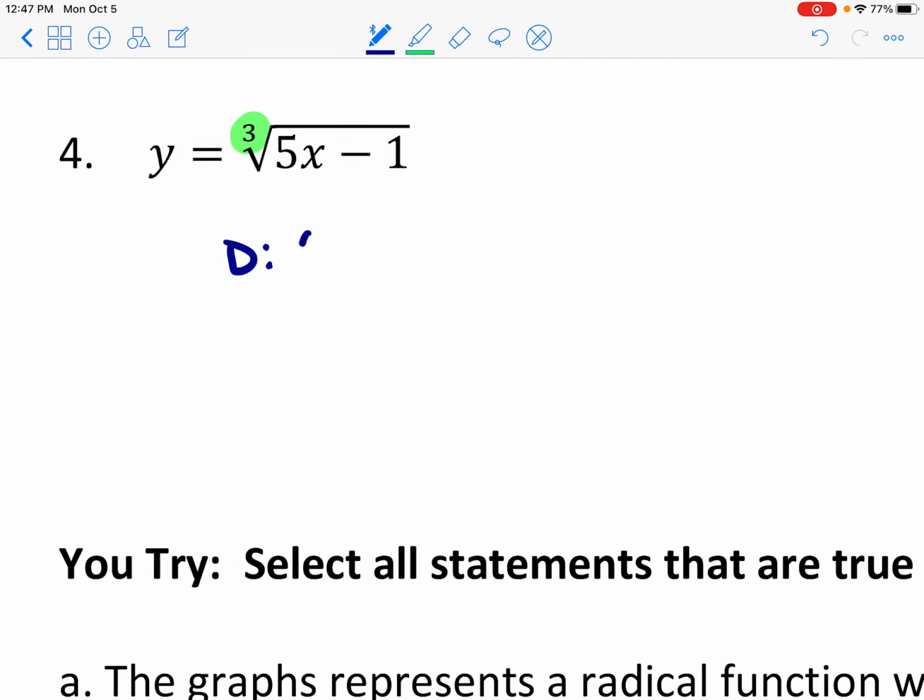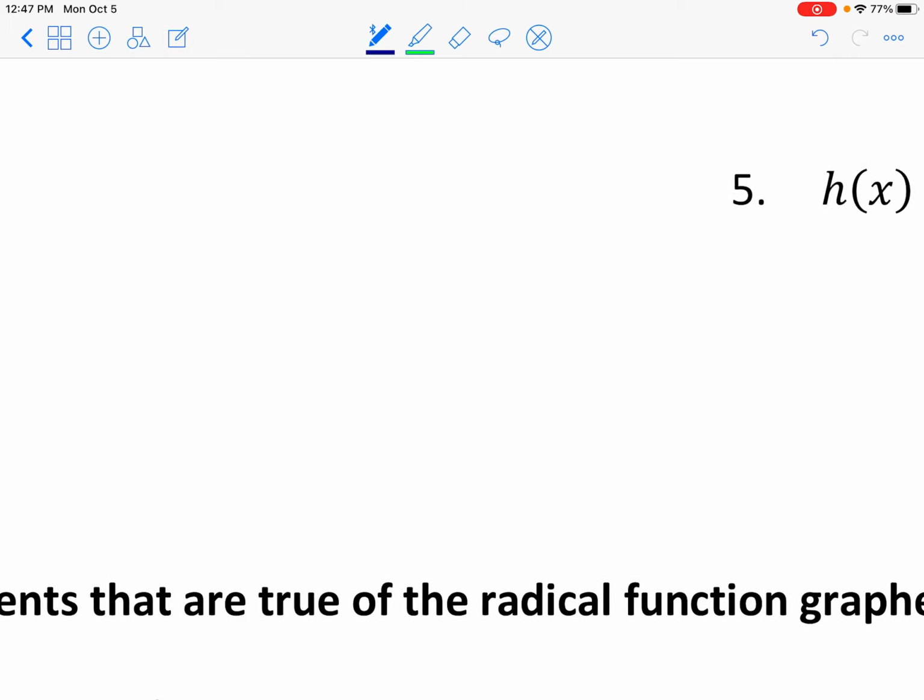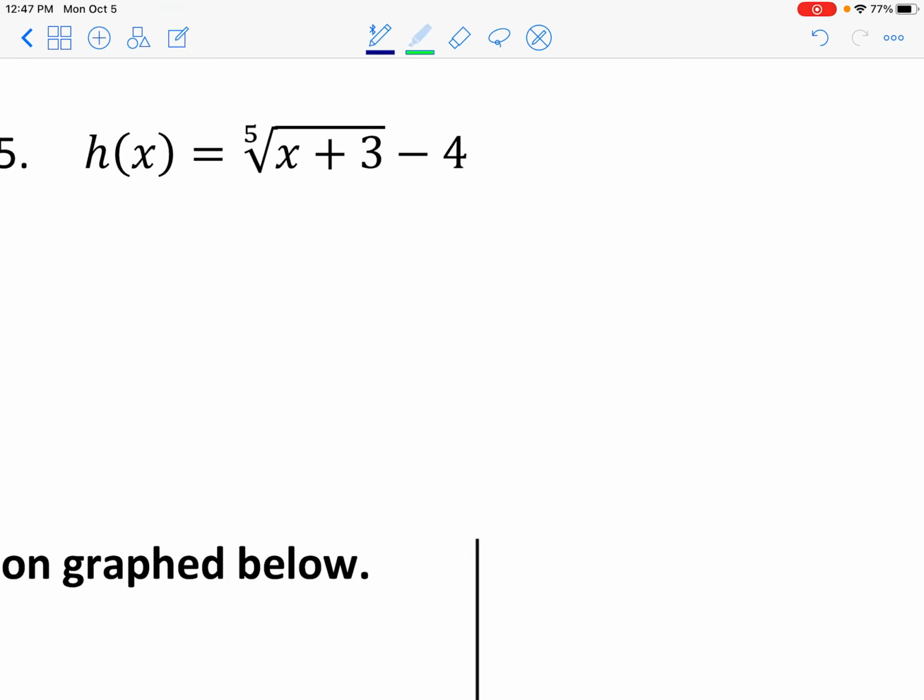This domain is everything from negative infinity to infinity, or we could say it's the set of all real numbers. And then the same thing here. Doesn't matter what's in this function. If it's a fifth root, it's going to go left and right forever. So this domain is all real numbers, everything from negative infinity to infinity, or the set of all real numbers included.